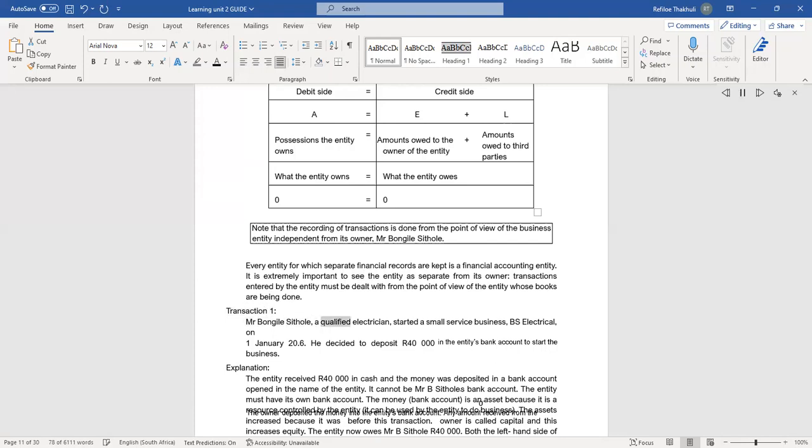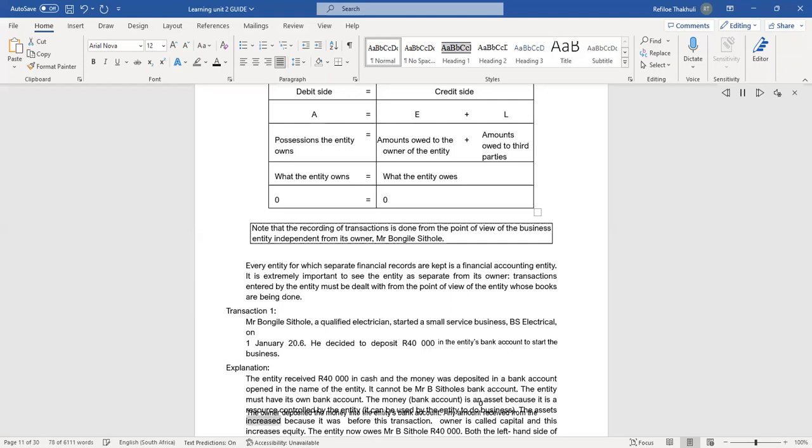Transaction 1. Mr. Bong-il Sithole, a qualified electrician, started a small service business, BS Electrical, on January 1, 20.6. He decided to deposit R40,000 into the business. Explanation: the entity received R40,000 in cash and the money was deposited in a bank account opened in the name of the entity. It cannot be Mr. B. Sithole's bank account. The entity must have its own bank account. The money in the bank account is an asset because it is a resource controlled by the entity. It can be used by the entity to do business.